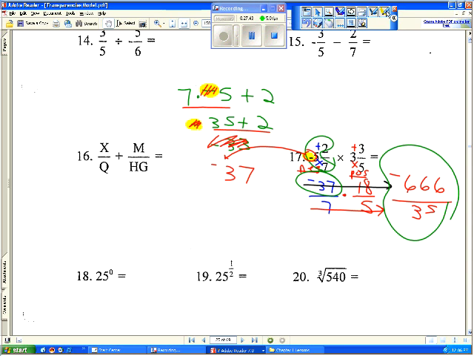I'm glad you asked that again, because you might not have been the only one that didn't catch that the first time. So cover up the negative sign when you change it to improper, and then put it back. Any questions on number 17?